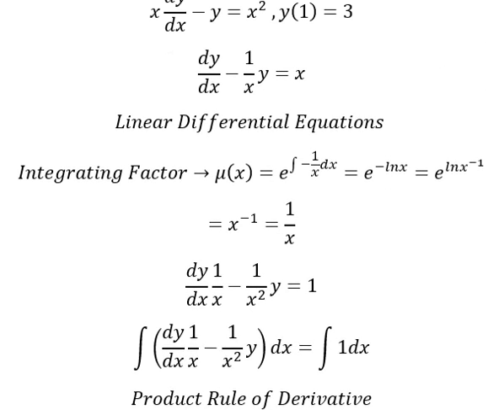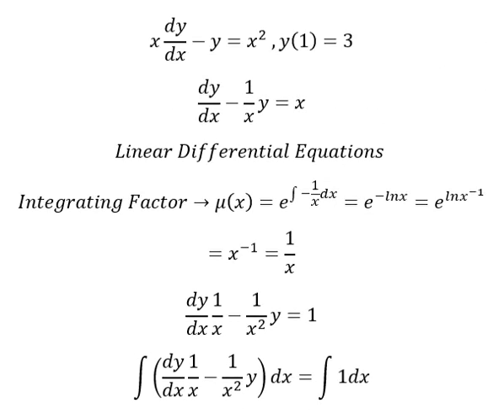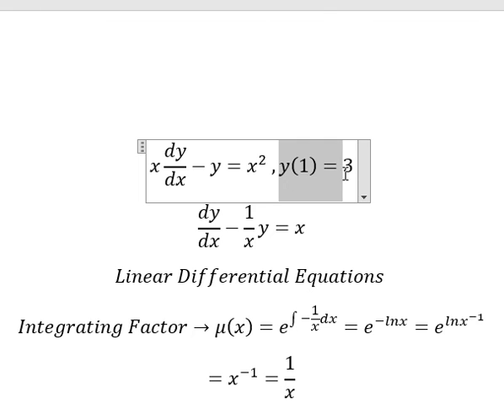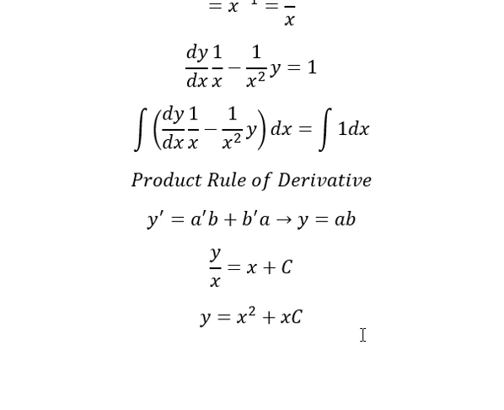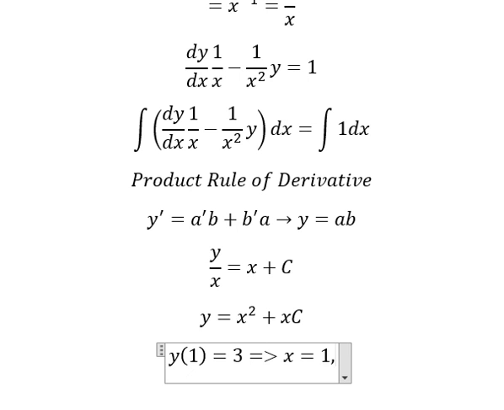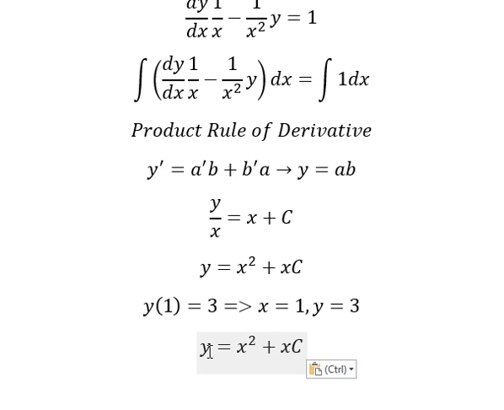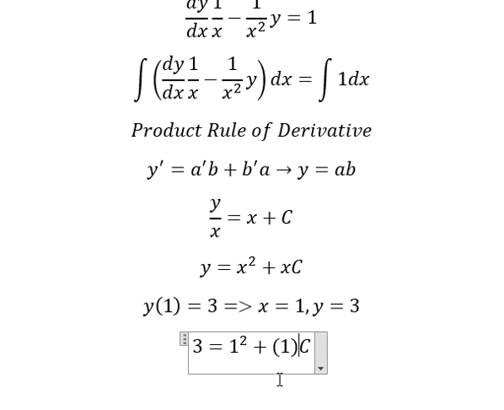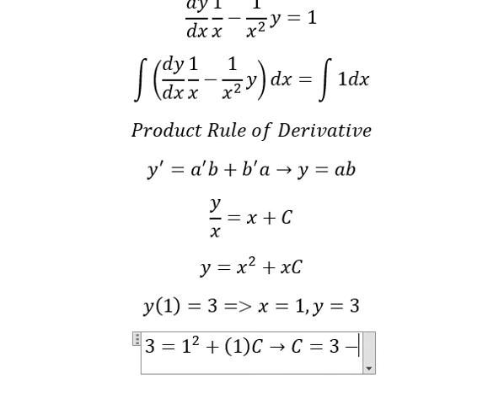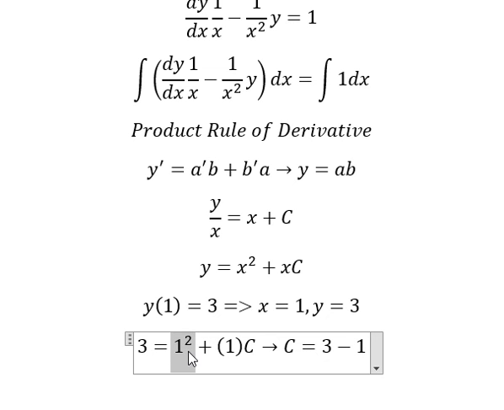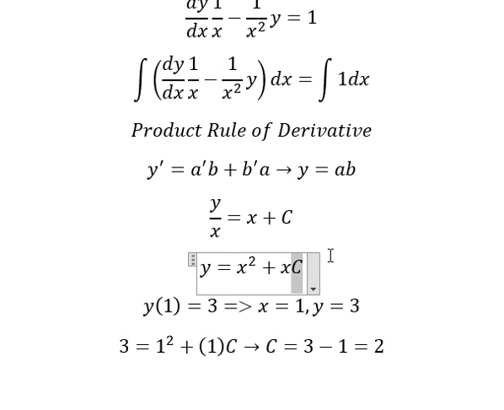Next, when we go back in here, we have the conditions. That means when x equals 1, y equals 3. So we put 3 here, 1 here, and here. And now we can find the value of c. That's 3 minus 1 from 1 squared in here. And we have 2. So we put 2 here.